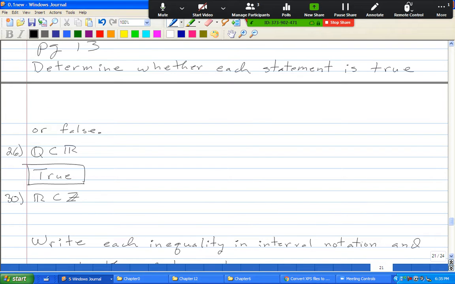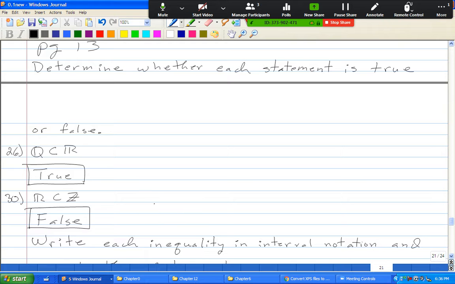Next, is the set R, the set of all real numbers, a subset of the set Z, the set of integers? So is every real number an integer? No. So this is false. Not every real number is an integer.